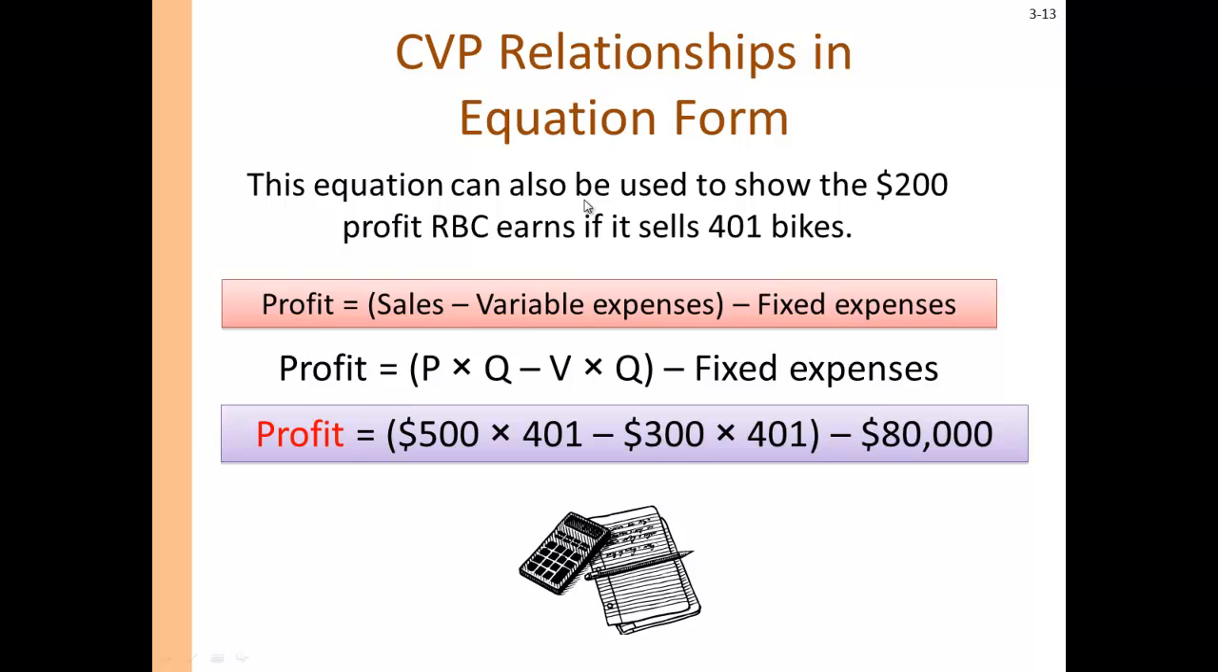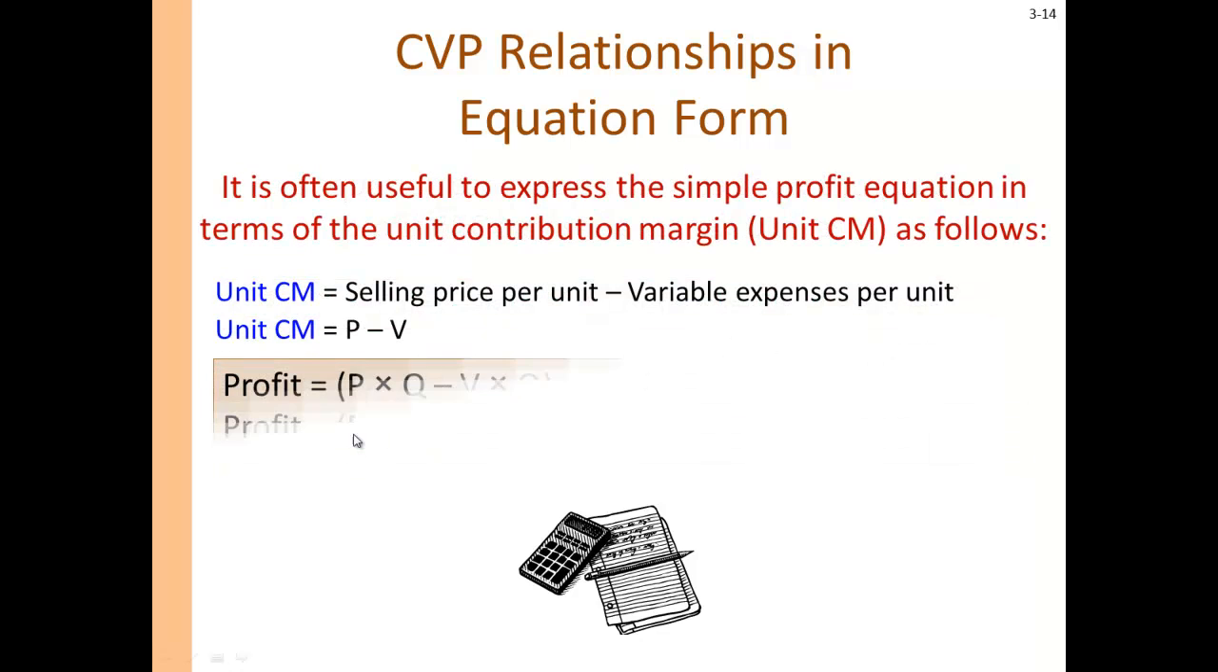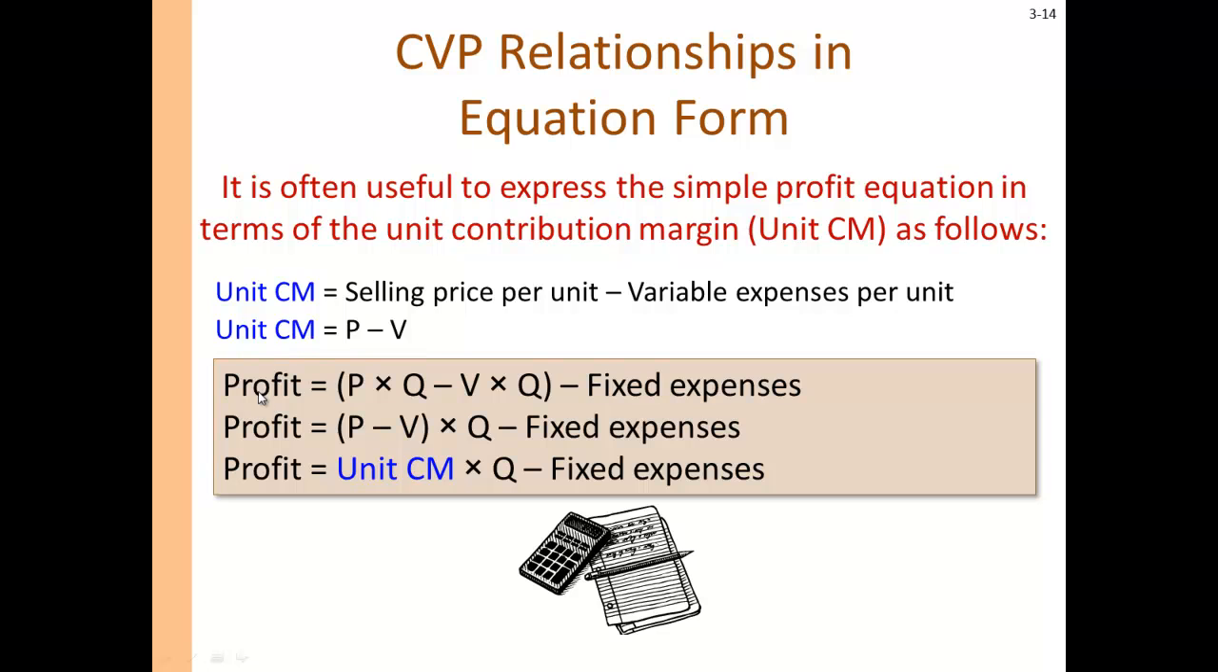This equation can also be used to show how $200 worth of profit is earned if 401 bikes are sold. Again, we're rewording the same exact problem. So it could be expressed as profit equals selling price times quantity minus variable expense times quantity minus fixed expense, or selling price minus variable expense times the quantity minus fixed expense, or the unit contribution margin times the quantity minus fixed expense. This will all get us to the same equation.